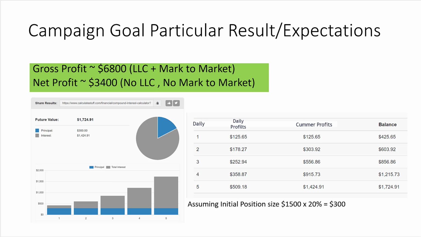And then always, there's going to be some sort of particular result that is going to be looked at the end of the campaign. What I've done here is use a simple online calculator that uses a compound interest of 35%, and 35% is the average win rate. So using $300 and generating 35%, we generate $125 profit on your first trade, and then compounding that to your second trade, you'll get 178, 252, 358, and 509.